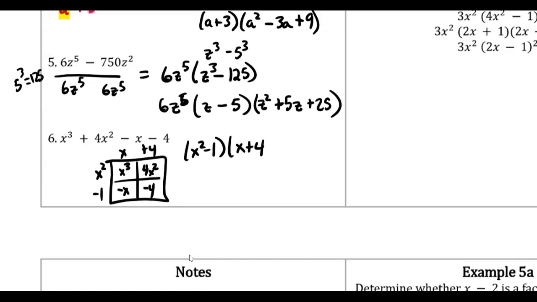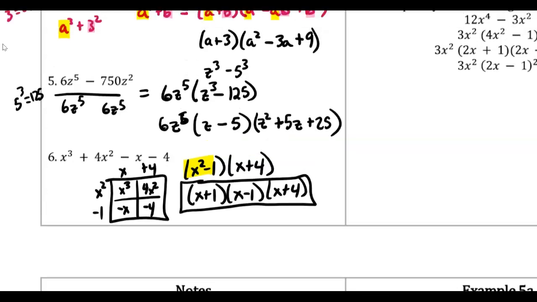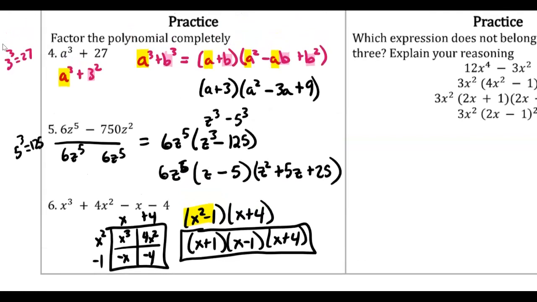The thing you have to be careful of here is usually something factors again. This is a difference of squares. It goes again. All right, so x squared minus 1 becomes x plus 1, x minus 1. That's because the square root of x squared is x and the square root of 1 is 1, and you do 1 plus and 1 minus. So these last 6 questions I just kind of went through quickly because they're just review.